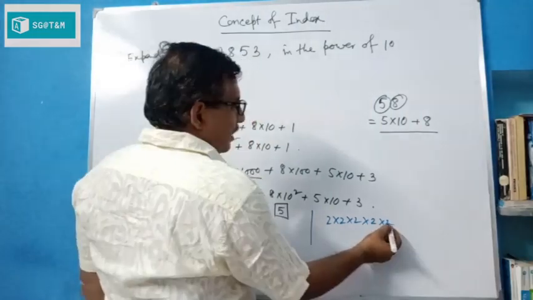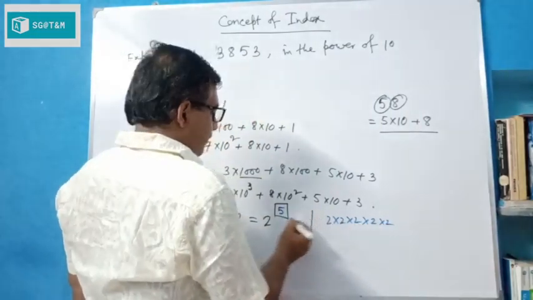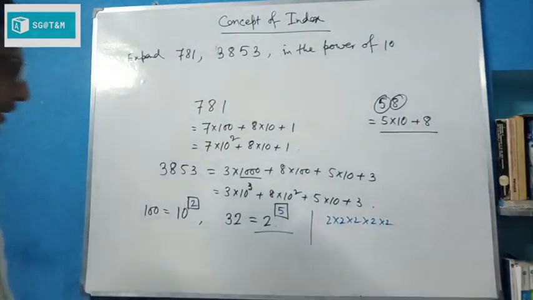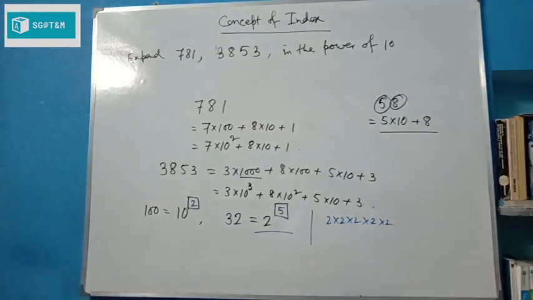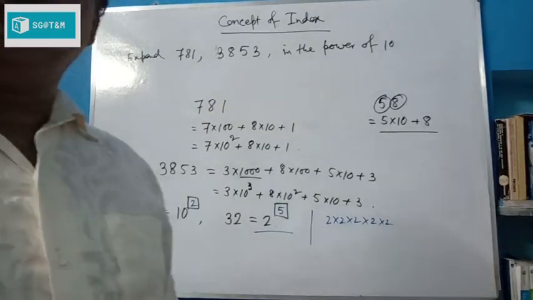So how many 2's are there? 1, 2, 3, 4, 5. So we write 2 to the power 5. 32 can be put in this form of index, 2 to the power 5. Now we study the laws of indices.